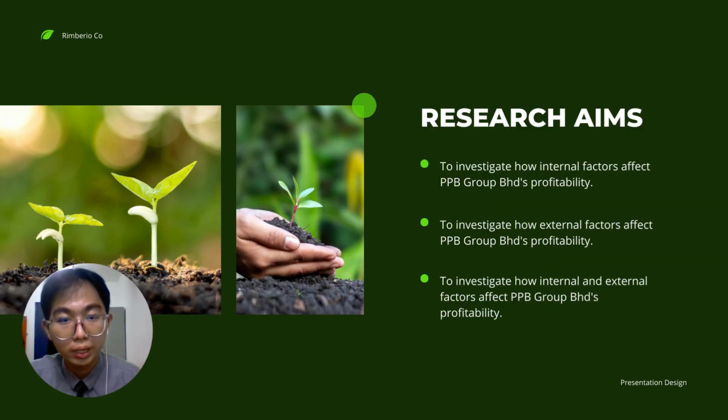In my research, there are three aims: investigate how internal factors affect PBB Group Berhad profitability, investigate how external factors affect PBB Group Berhad profitability, and investigate how internal and external factors together affect PBB Group Berhad profitability.